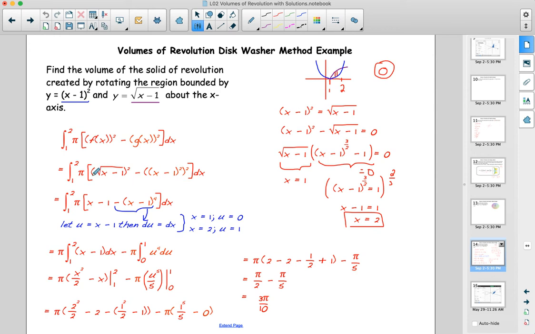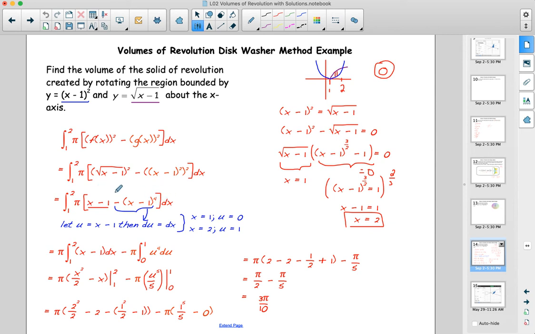Now you've got to be careful when you plug in, because initially I made a mistake when I did this. So there's the pi times square brackets, because the whole thing, the square root of x minus 1 all squared, minus, and then I have (x minus 1) all squared, and then you need to square that from here. Initially, I forgot to do the second squaring. So the square root of x minus 1 all squared is just x minus 1. Minus, and (x minus 1) squared, squared becomes (x minus 1) to the power 4.